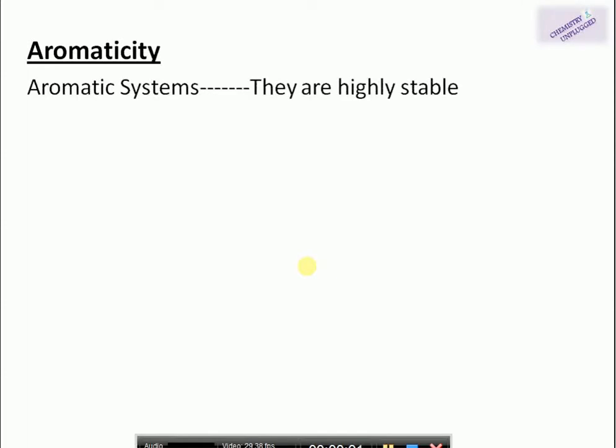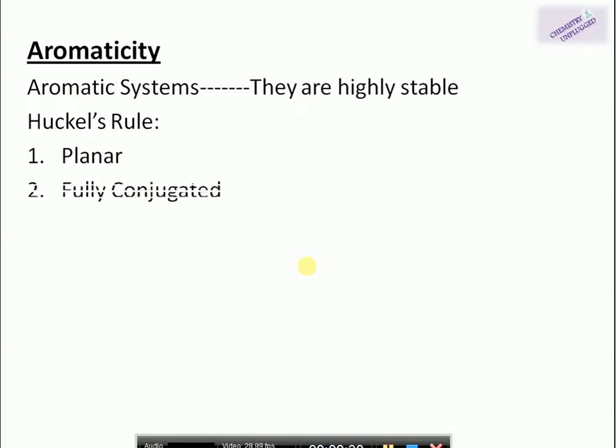Aromatic systems are highly stable and we can determine aromatic systems using Huckel's rule. First, the system should be planar or flat in nature. Second, it should be fully conjugated, meaning there is proper delocalization of pi electrons. Third, it should follow the 4n plus 2 pi electron system in a closed shell.